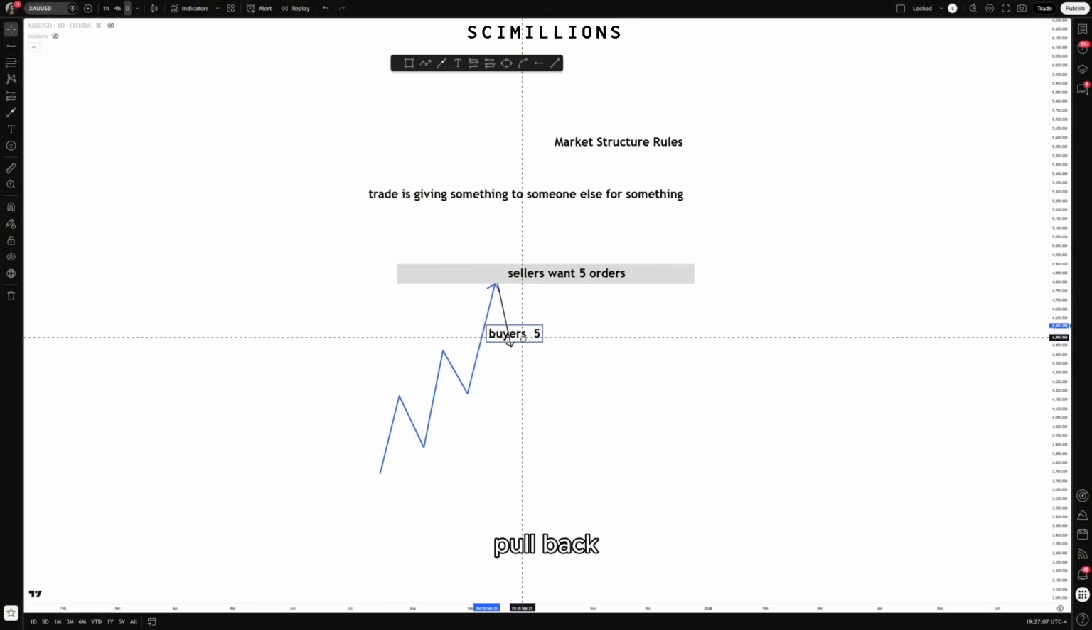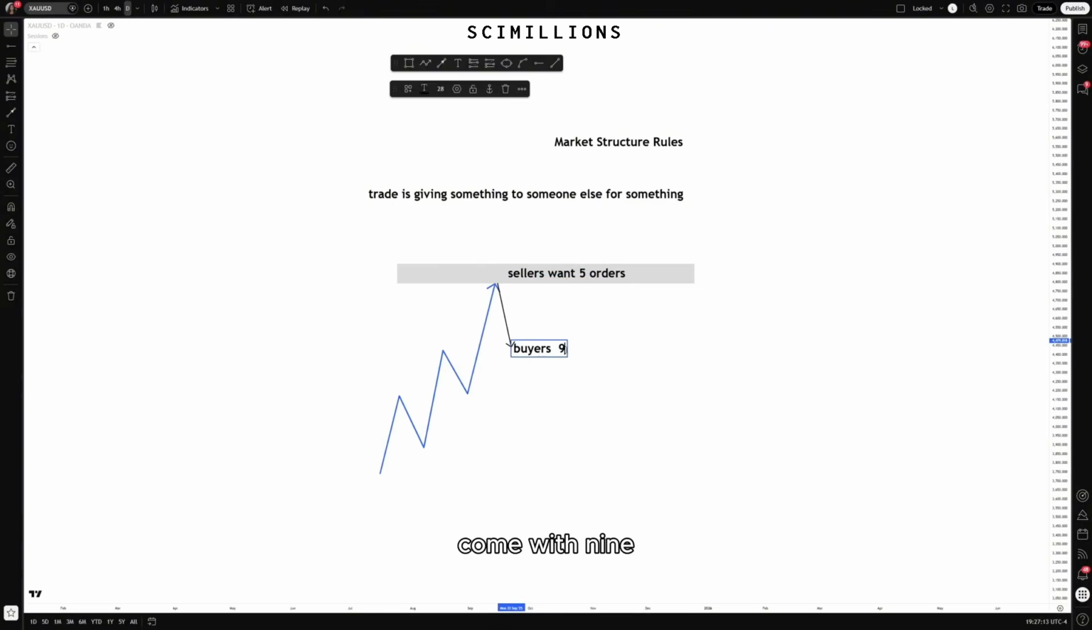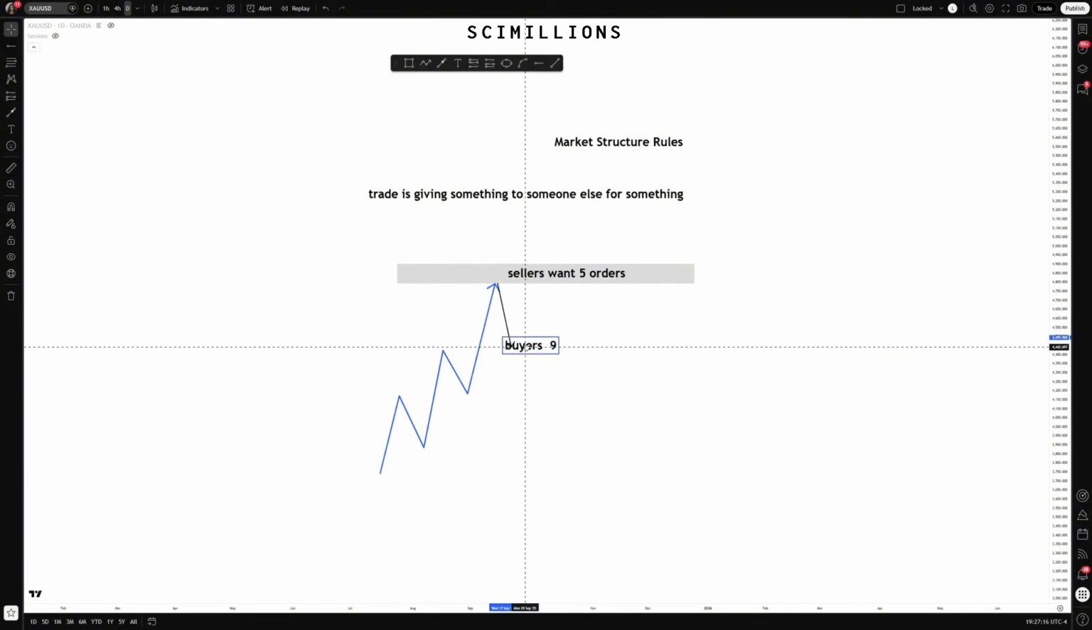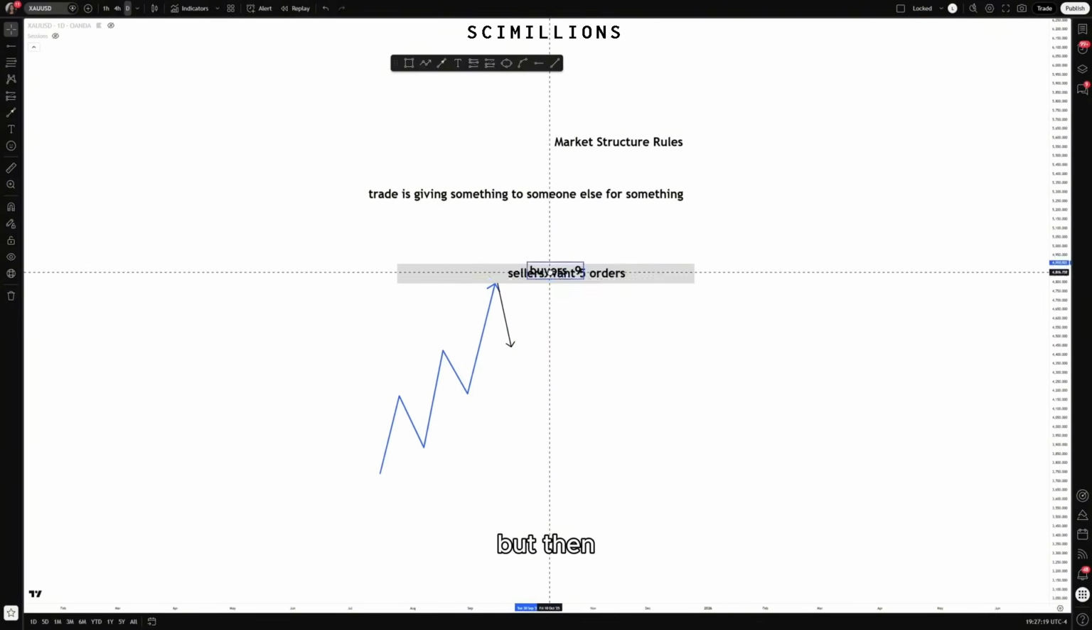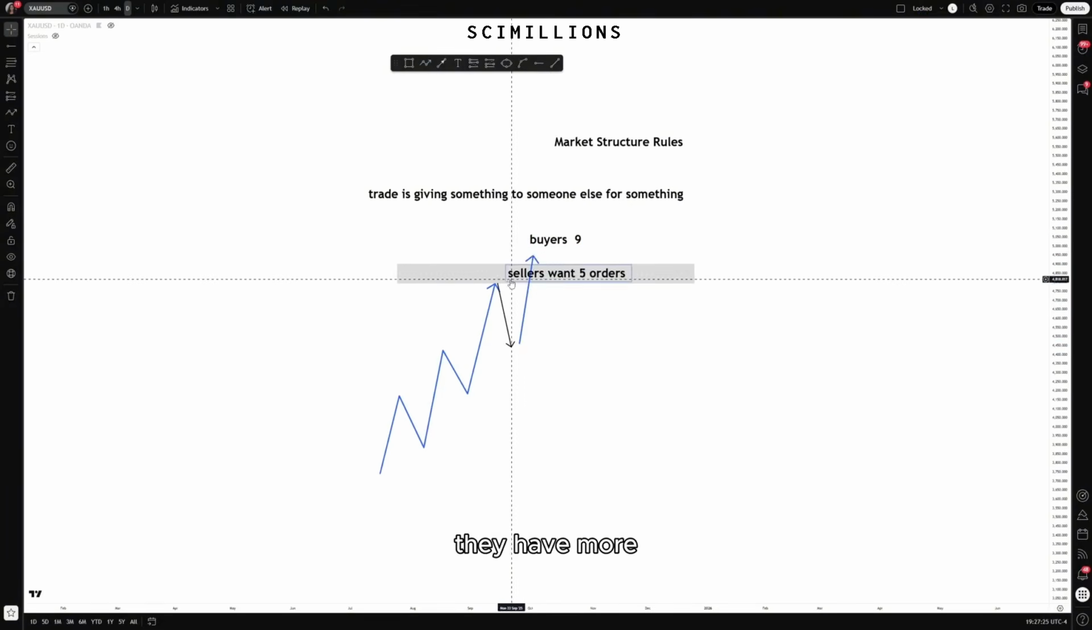They'll make a pullback to grab those 5 and come back up. Now this time they actually might come with a little bit more. They might come with 9 this time. They go grab some more, come back with 9. So then they take out, but then they have even more to push past this. So that's why you see a new high, because now they have more to push past that.